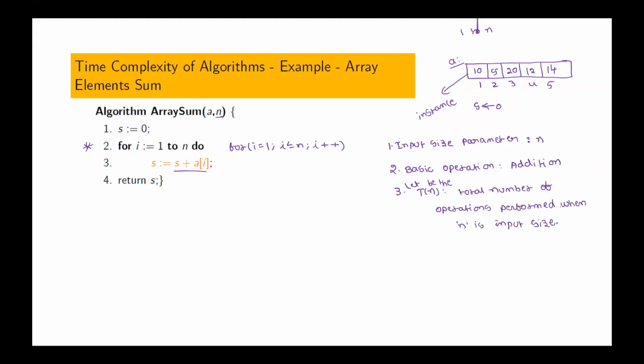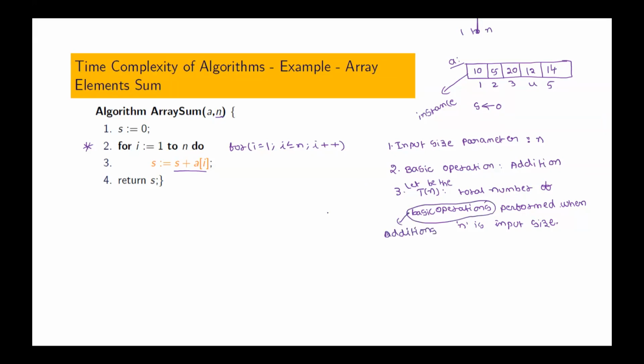What does this T of n denote? T of n is the total number of basic operations performed in our algorithm. What is the basic operation here? I can simply replace this basic operation with addition. It is the addition operation only. T of n is the number of additions performed in our algorithm when n is the input size.